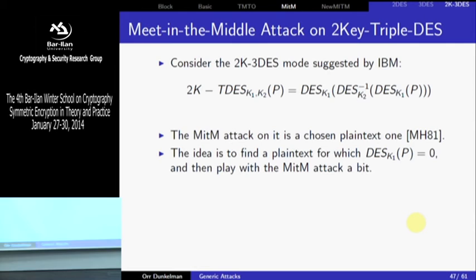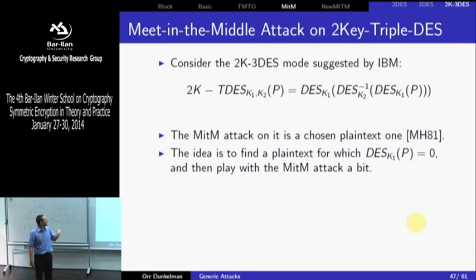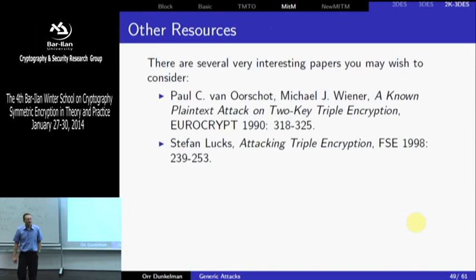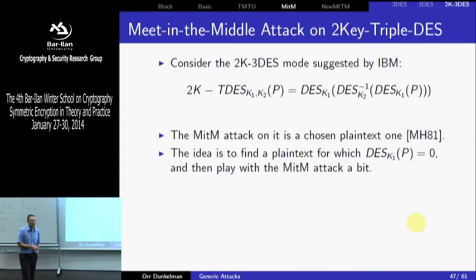Data complexity 2 to the 56, time complexity 2 to the 56, memory complexity 2 to the 56, and there are trade-offs, and you can do wonderful things. What is the role of the inversion in the middle? I never mentioned it, but in triple DES you always encrypt, decrypt, encrypt. It doesn't change the security, but it allows you backward compatibility with single encryption, because if you put in the same key, you just get single encryption.